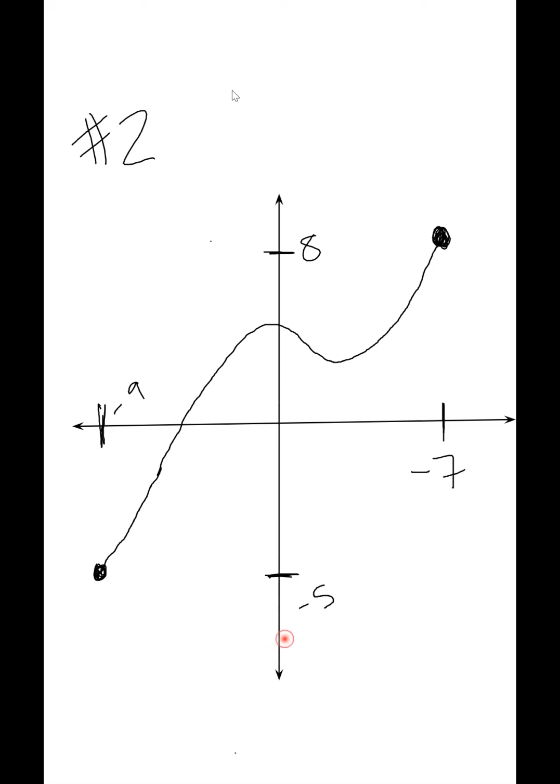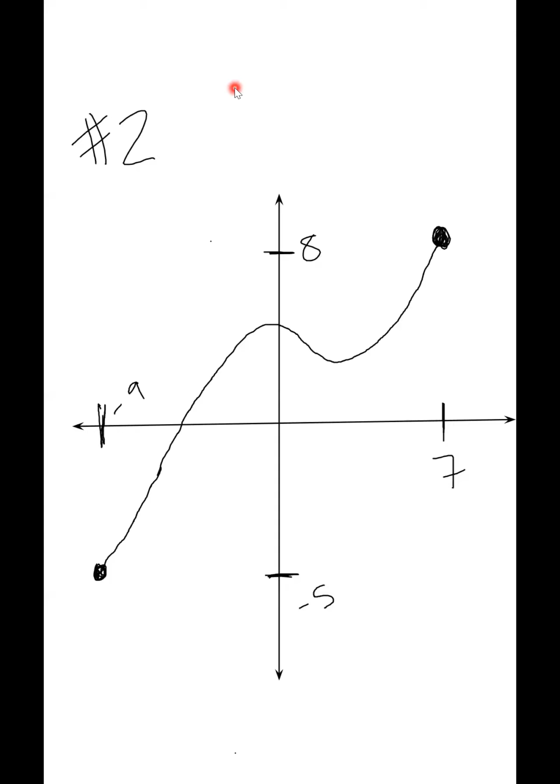From here down, these are all negative numbers. It goes to 0, -1, -2, -3, -4, -5. From here it goes 1, 2, 3, 4, 5, 6, 7, 8, positive numbers. And I am totally goofing on this. It should be positive over here.